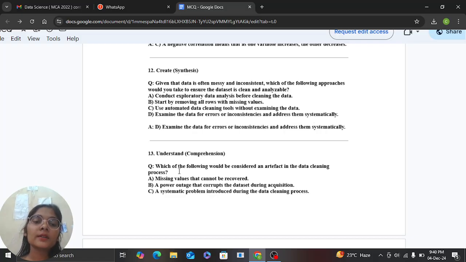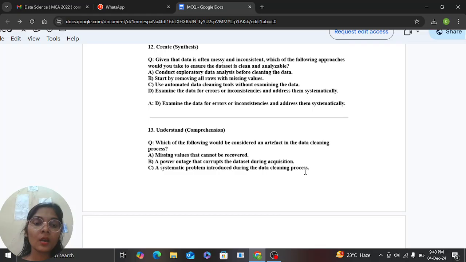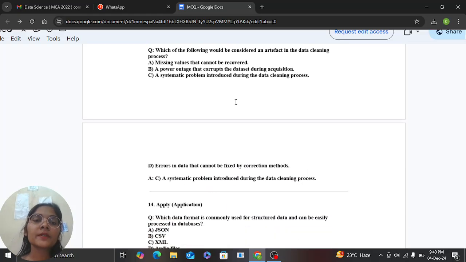Now, the another is, which of the following would be considered an artifact in data cleaning? The options are: missing values that cannot be recovered, a power outage that corrupted the dataset during acquisition.